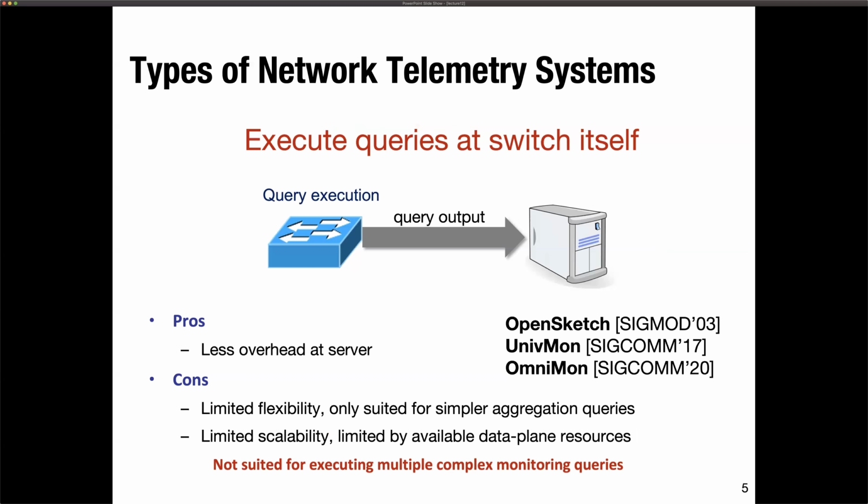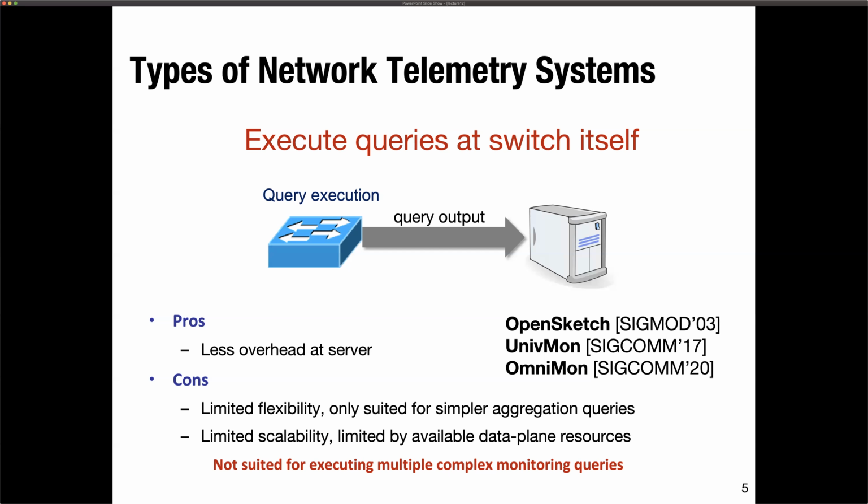So moving on, the other side of the spectrum is where we can use these programmable switches and try to run the query execution completely on the switch, right? So what we are sending from the switch is the output of the query or processed metadata of the query to the server. So clearly the overhead at the server is minimal in this case, right? But the downside is that it offers limited flexibility because it can only support the set of queries that can be executed in the data plane, right? So if there is a type of query that cannot be compiled in the data plane, then you cannot support it, right? Also, the scalability benefits are limited.